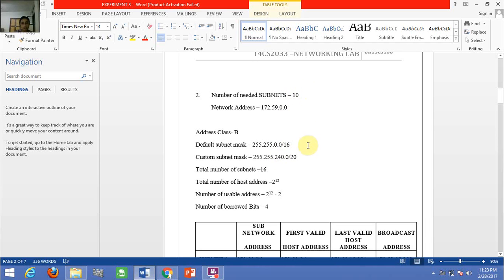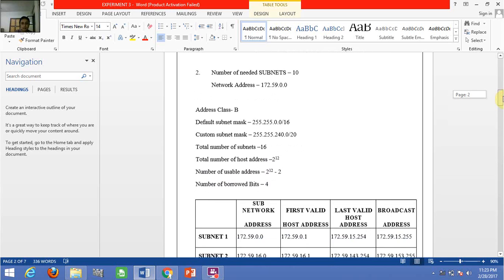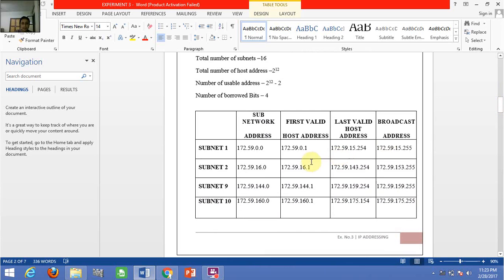Since we need 10 subnets, we have to borrow 4 bits from the host portion, and so the custom subnet mask becomes /20 and the total number of subnets will be 16. The total number of host addresses will be 2 power 12, out of which the number of usable host addresses will be 2 power 12 minus 2. We had borrowed 4 bits. So here we have to write subnet 1, subnet 2, subnet 9 and subnet 10.